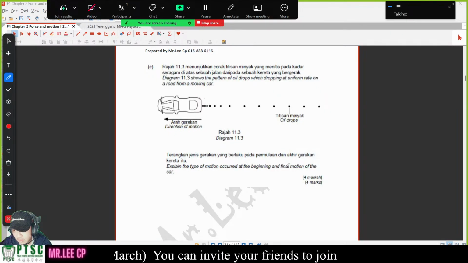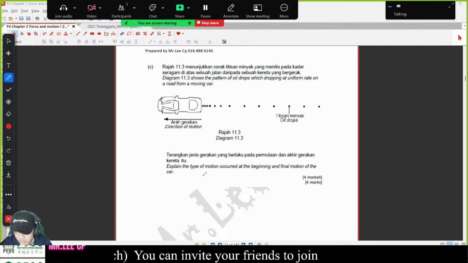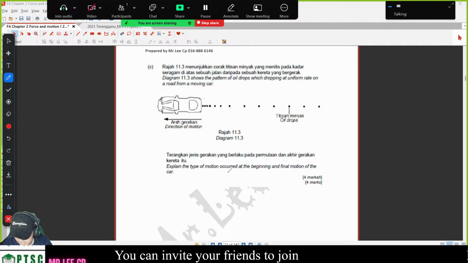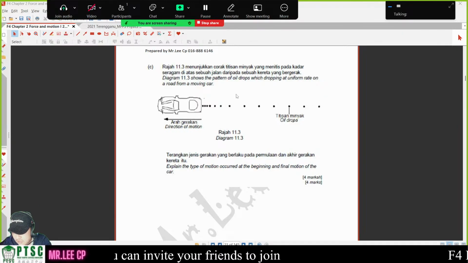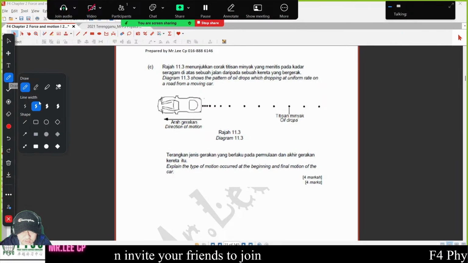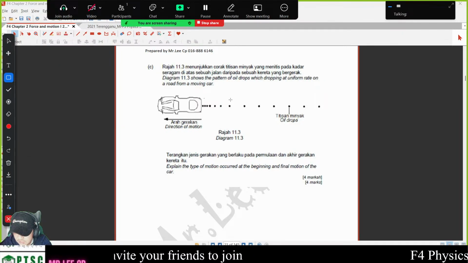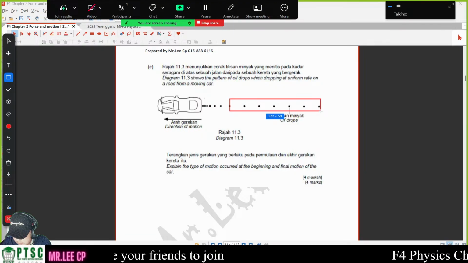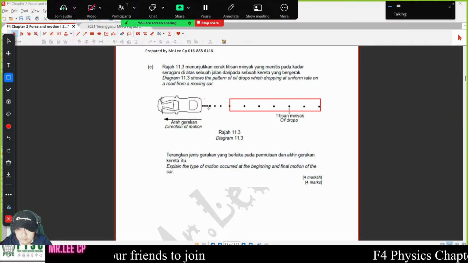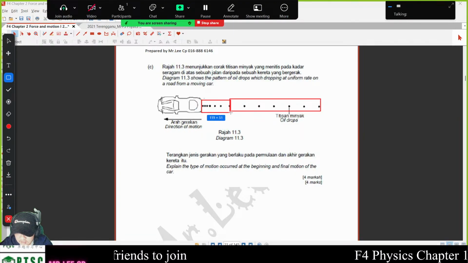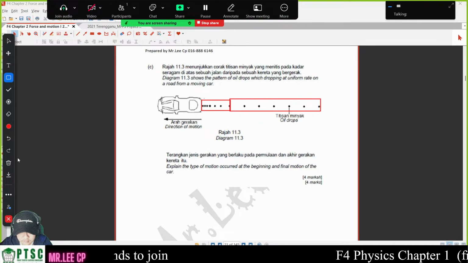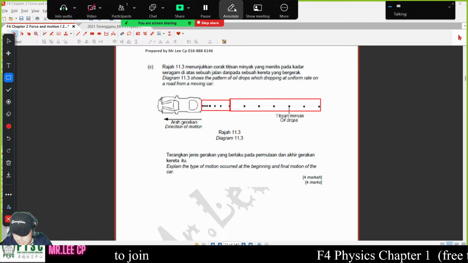So, the beginning and the final motion of the car. The beginning type of the motion is here. You see, what do you see here? The distance is all the same. Right? Here, suddenly it becomes deceleration. So, beginning, it is constant.